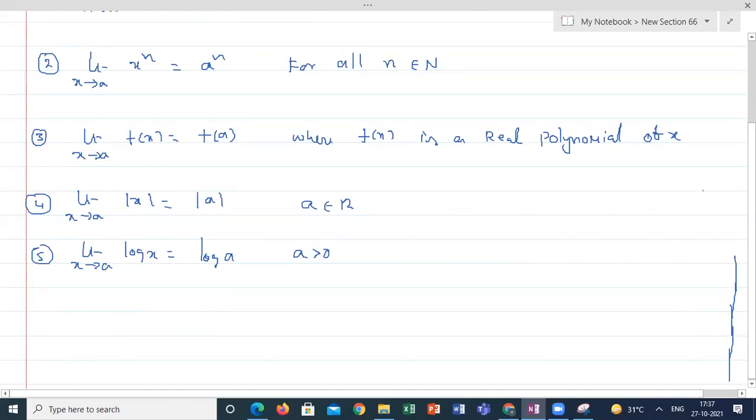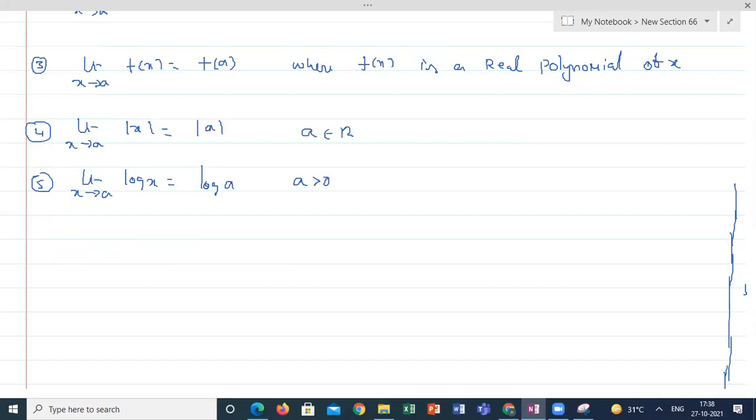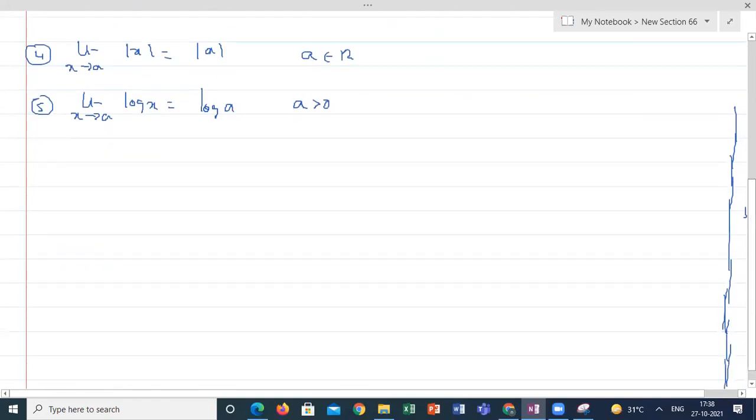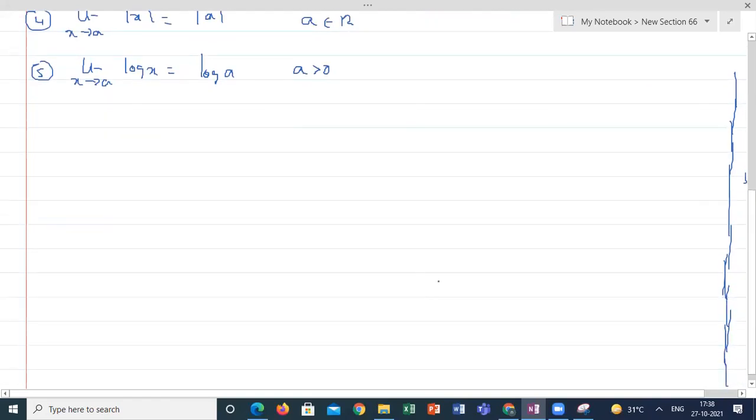Now we'll see piecewise function limit standard results. So what are the piecewise functions we are having? First, when it comes to mind, if I'm talking about piecewise functions, the greatest integer function and ceiling function. I can write the heading for this: limits of the greatest integer function and ceiling function.